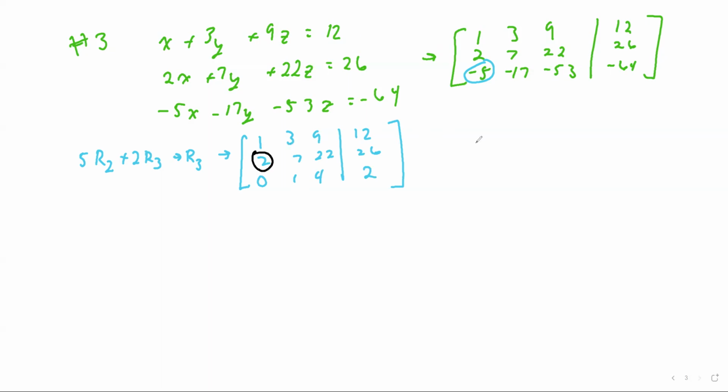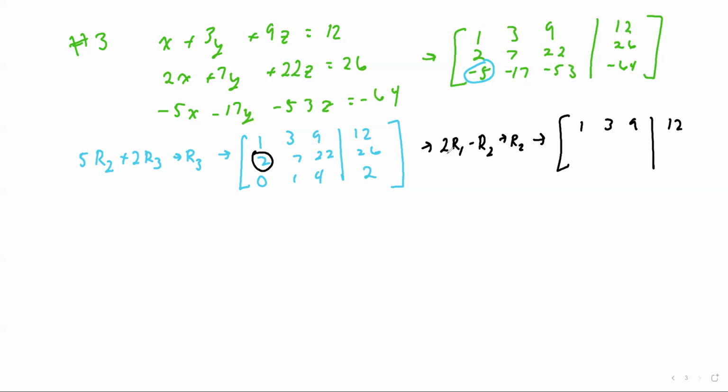I'm going to make this guy a 0. Best way I see is if I just do 2 times row 1 minus row 2. That gives me 2 minus 2, which is 0. That'll be my new row 2. So my answer here becomes 1, 3, 9, 12.